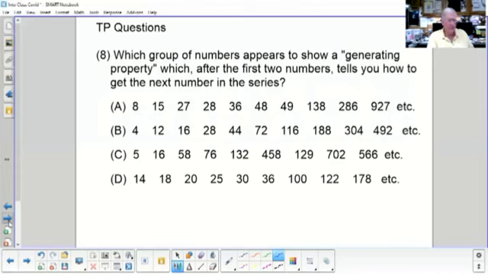It turns out that the choice we are looking for appears to be choice B. Now, if you saw this, notice if you added 4 and 12 together, you would get 16. If you added 12 and 16 together, you would get 28. If you add 16 and 28 together, you would get 44, and so forth down the line. So it appears we can generate that series in B by adding the two previous numbers together to get the next number.